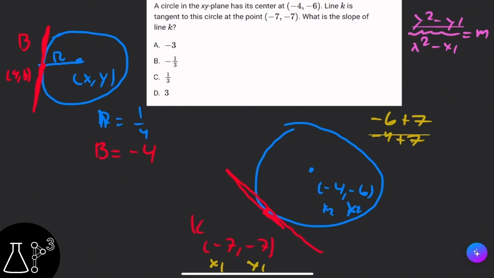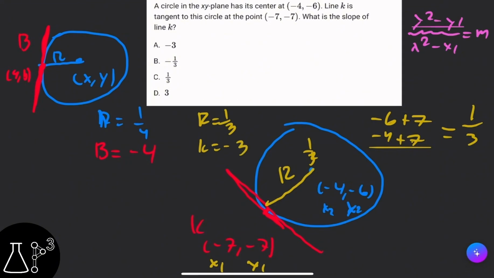Once we add everything, we get 1 over 3. So positive 1 over 3 is the slope of the radius. And like we did in the tangent example, if r equals 1 over 3, the slope of line K is the reciprocal of the radius slope, which is negative 3. And that will be A, our answer. So that's what happens when there's a tangent line in a circle.